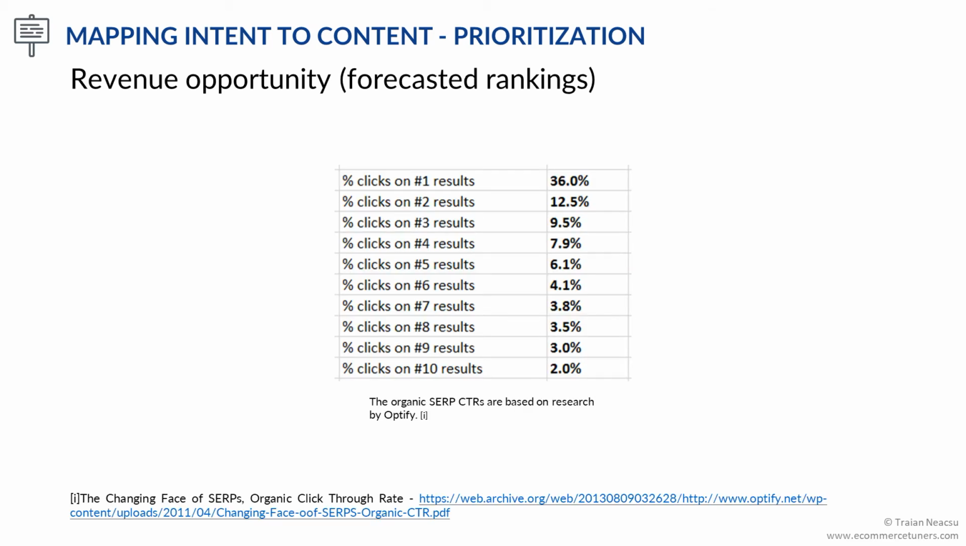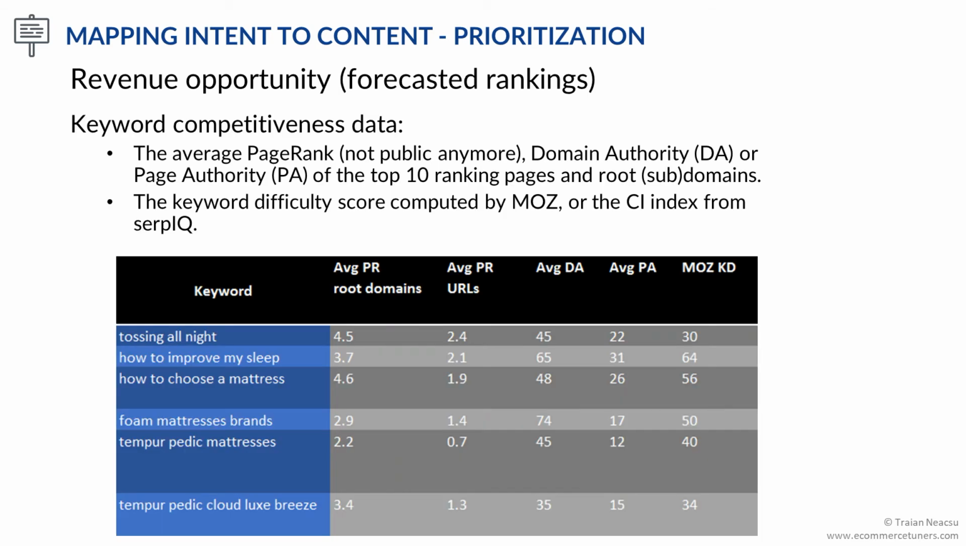For this forecasting method, I used the organic SERP CTRs based on research done by Optify. The click-through rates are depicted in this image. The next step is adding keyword competitiveness data. There are a few different methods for assessing the competitiveness of a keyword. The easier ones are the average domain authority or page authority of the top 10 ranking pages and root domains. In this table, I kept the average page rank, but this data is not publicly available anymore. Other options are the keyword difficulty score computed by Moz or the CI index from SERP-IQ.